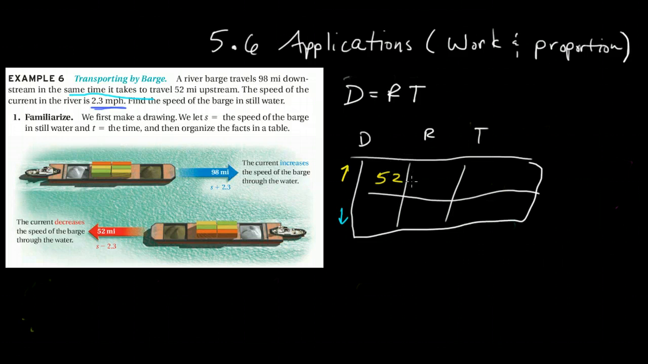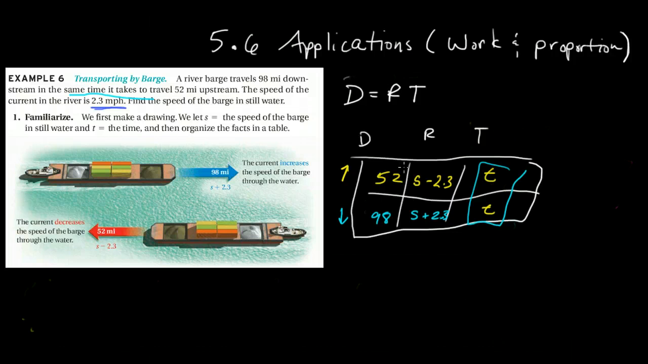And since it's going against the current, whatever speed it's going is going to be influenced negatively by that current. So however fast it's going, it's going to be 2.3 miles per hour slower than what it would go if there was no current. It'll be the same time if it goes downstream 98 miles with that same current. So traveling upstream, going against the current, it can go 52 miles in the same time that it takes to go 98 miles with the current, the 2.3.